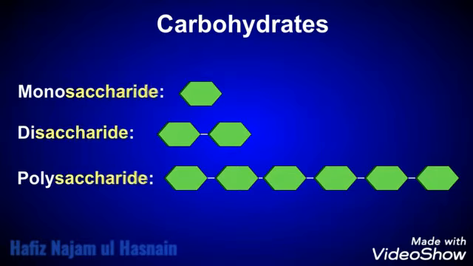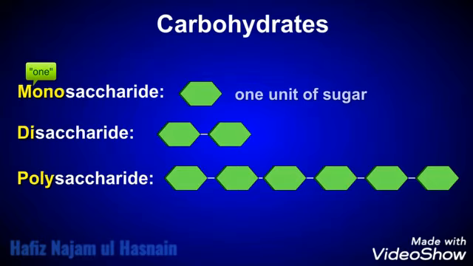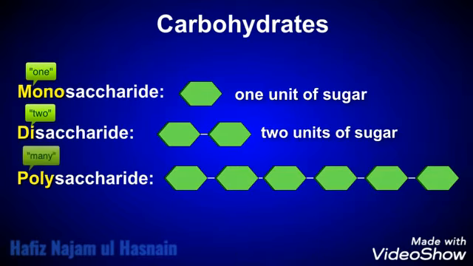The term saccharide is just another word for sugar. The prefixes mono, di, and poly refer to the number of sugars in the molecule. Mono means one, so a monosaccharide is a carbohydrate made of 1 unit of sugar. The prefix di means two, so a disaccharide is a carbohydrate made of 2 units of sugar. And poly means many, so a polysaccharide is made of many sugar units bonded together.